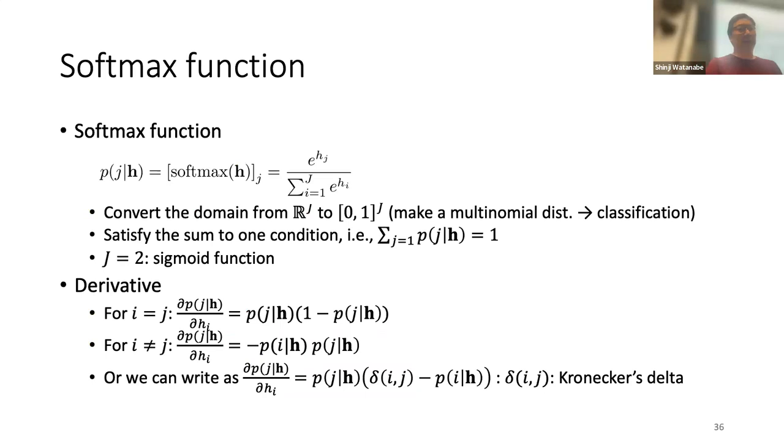Okay, now we will move to the softmax function. This is not easy to write since it has more dimensions, but it is an extension of the sigmoid function from the binary case to multiple labels. For example, let's say J is the entire vocabulary size. The softmax function first maps any kind of value to between 0 and 1, which is very similar to the sigmoid function. In addition, the softmax function satisfies the sum-to-one condition.